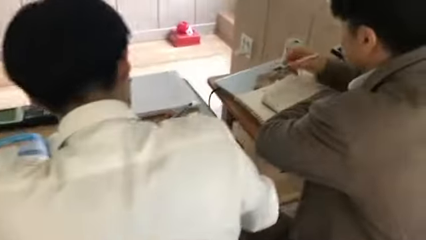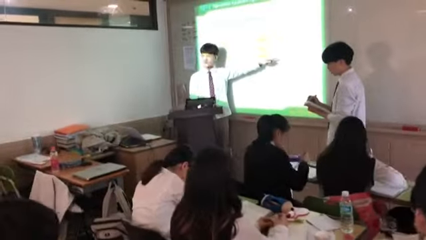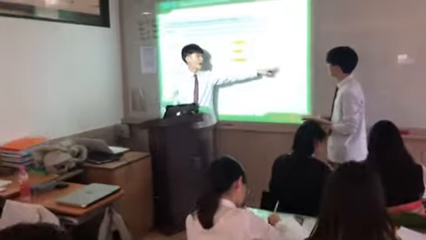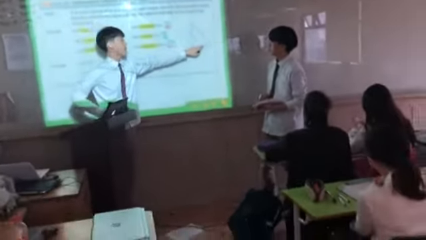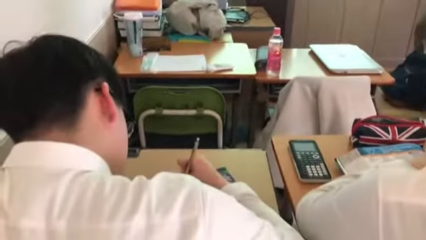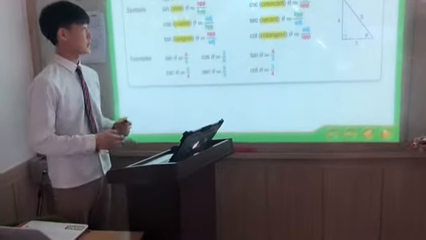Simply, in any right triangle, the slanted side is always the hypotenuse. The side opposing theta is always the opposite side, and the nearest side to theta is always the adjacent side. So you have to know what adjacent, opposite, and hypotenuse are.